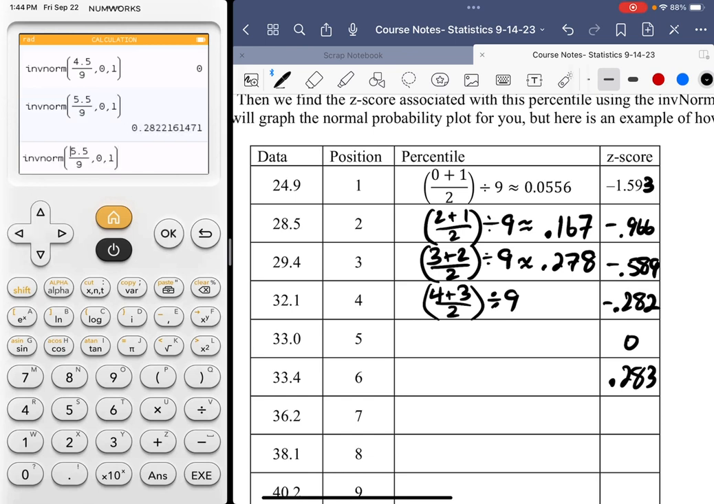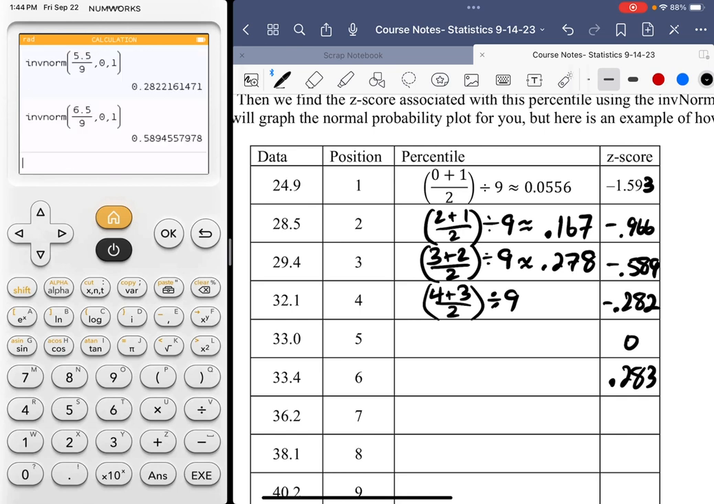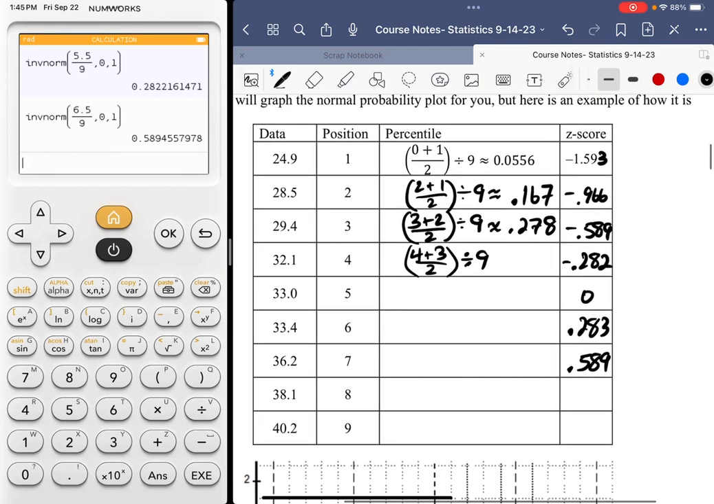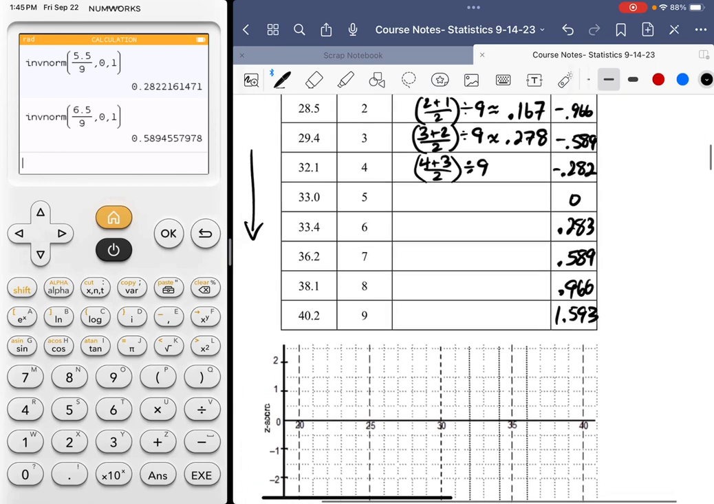Then a 6, 0.589. Notice the trend here. It's all the same values that we already had, just in the reverse order and negated. So 0.966 and 1.593. All right, so then I just have to graph.